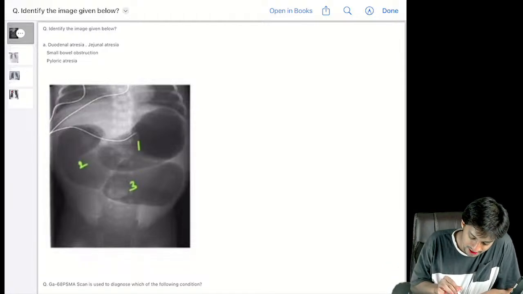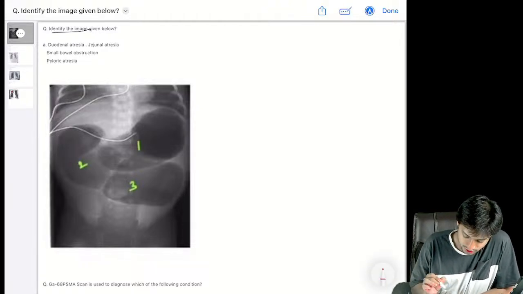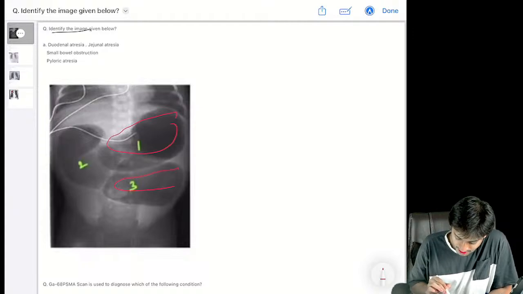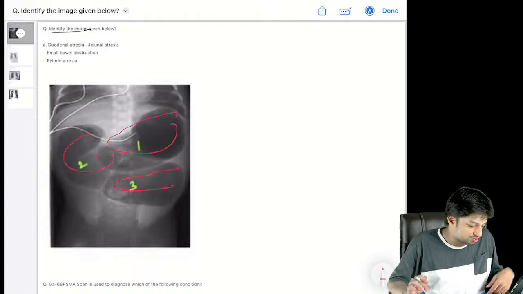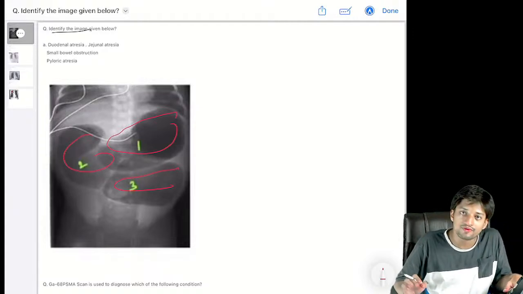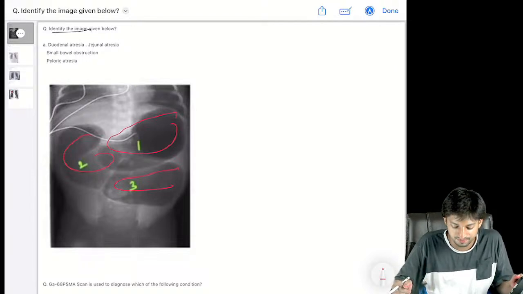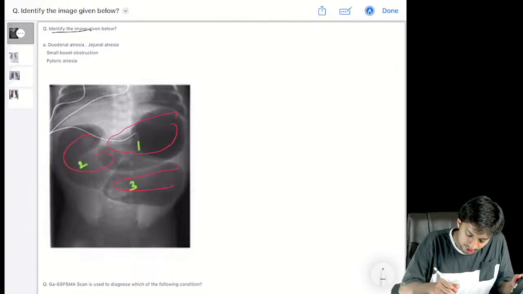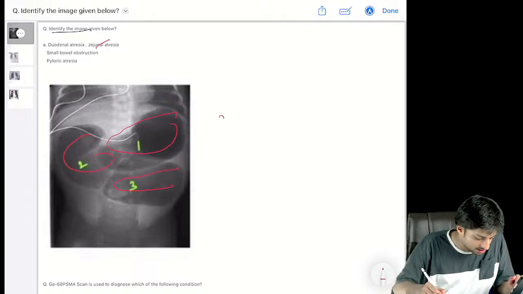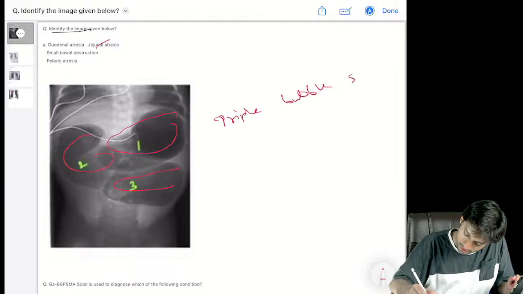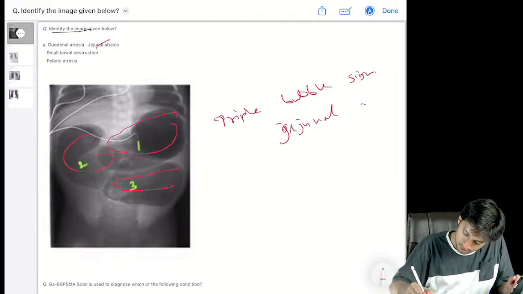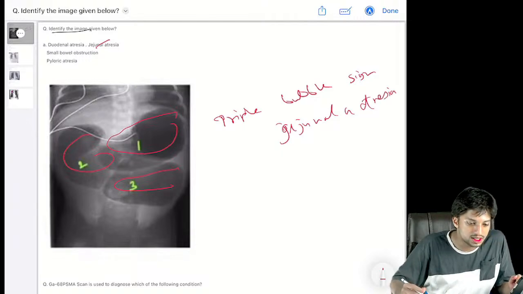So identify the image given below. Three air bubbles were given, 1, 2 and 3. So what can be your predicted answer? Tell me, just one line, a straight kind of question. It should be triple bubble sign. It's jejunal atresia. Okay, remember triple bubble sign.